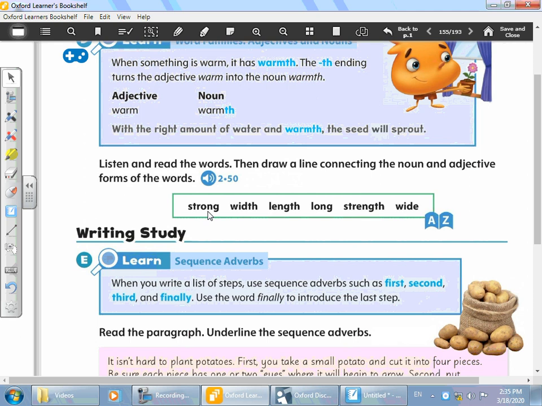So here we have 6 words. 3 of them are adjectives and the other 3 are the nouns. We're going to match the adjective to its noun. So strong. What is the adjective? What is the noun of strong? Excellent. Strength. So we're going to match them.